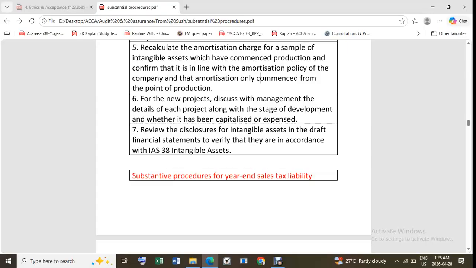Okay, and review the disclosure for intangible assets in the draft financial statements to verify that they are in accordance with IAS 38 Intangible Assets. Okay.